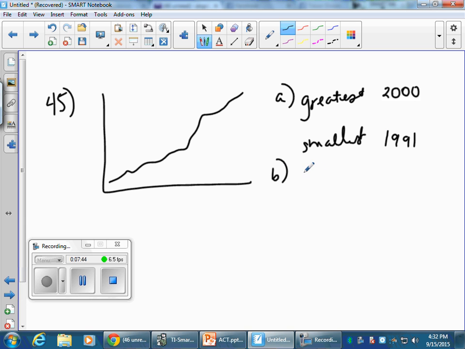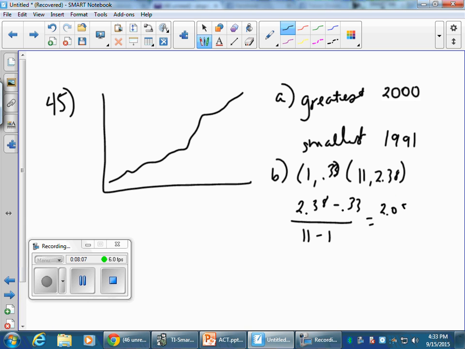Part B says find the slope of the line connecting 1991, 0.33, and 2001. So I'm going to use the point 1, 0.33, and 11, 2.38. So it's 2.38 minus 0.33 over 11 minus 1. Which is, I'm doing this in my head, 2.05 over 10, which is about 0.205, or I'm going to round it off 21 cents. Since we're talking dollars and cents, I'm going to round it off to 0.21.